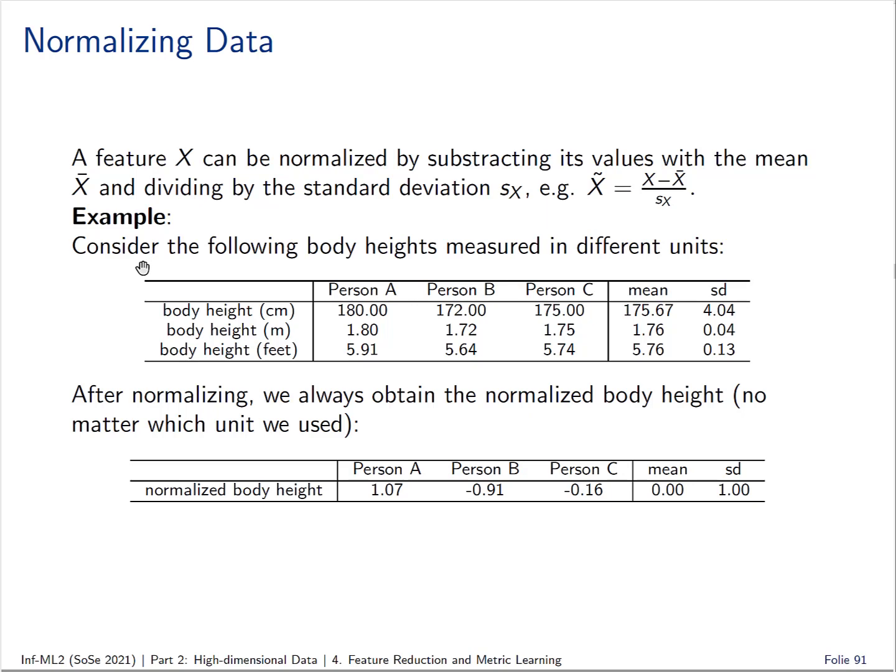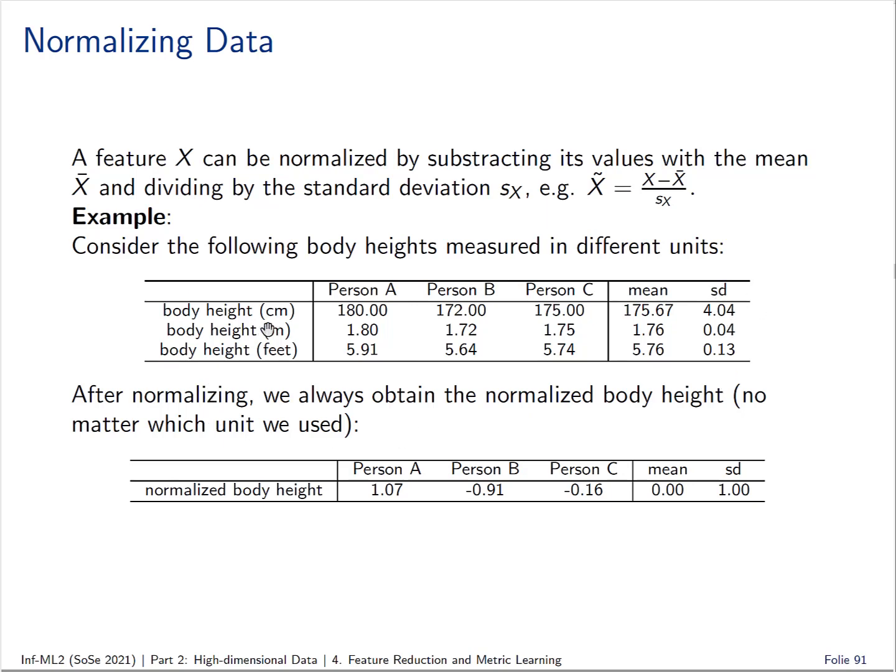Here is an example. Consider the following data set with different body heights measured in different units. We have different persons, different observations, and we measure for each observation the body height and record that in centimeters, meters, and feet. You see here the corresponding values, and the mean and the standard deviation for the different features. So each person has 3 features, the same feature in that case, but in different units, in different scales. So the means and the standard deviations are different.